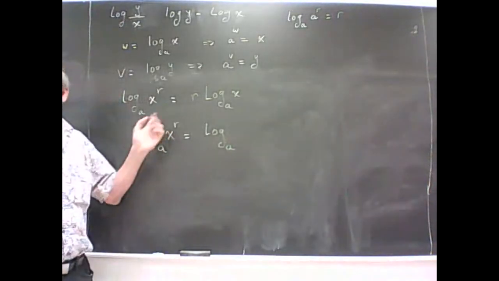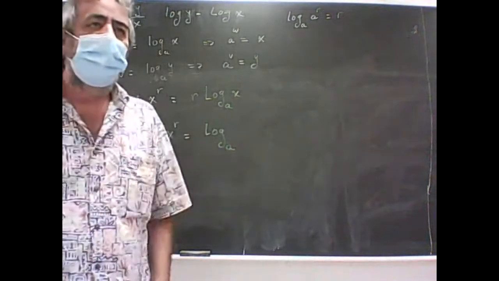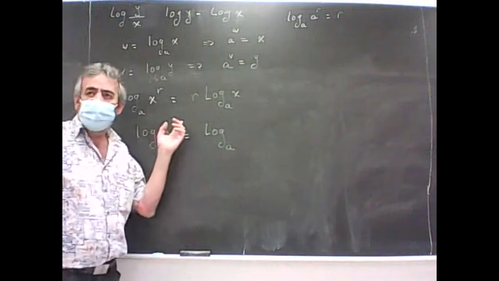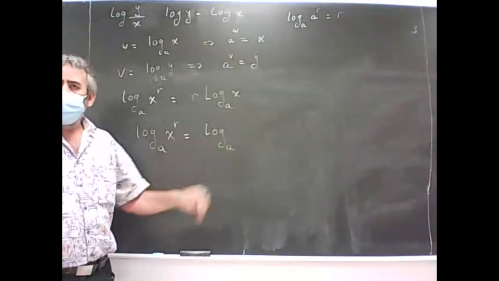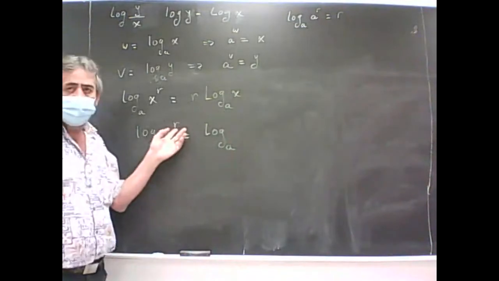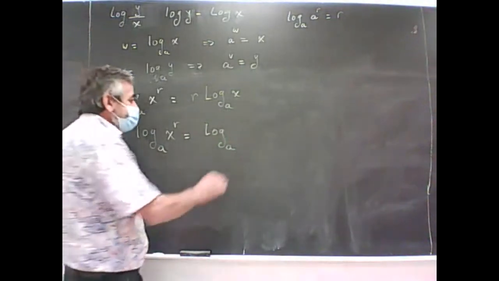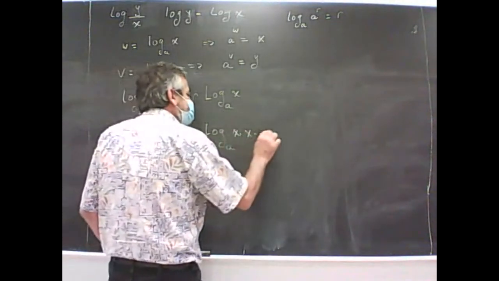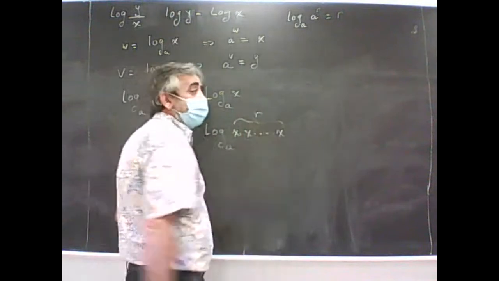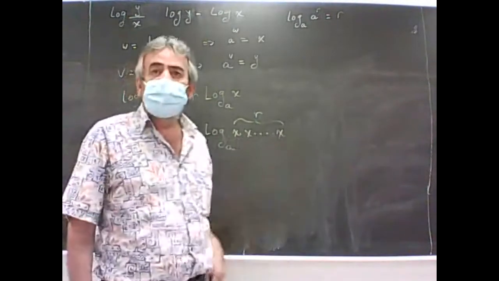What does x to the power r mean? It means multiplying x by itself r times. Because if this is x to the power 5, we multiply it 5 times. If it was x to the power 10, we multiply it 10 times. But since it's r, I don't know what r is, but it's a number, whatever it is. So it's going to be x times x times x, r times. So this is how many times I'm going to put x in there.